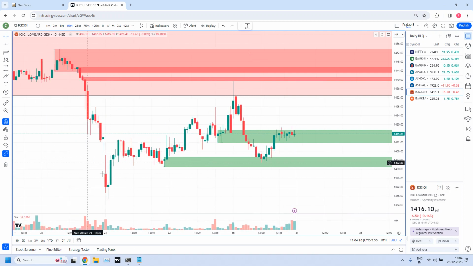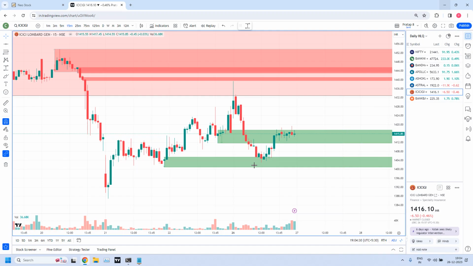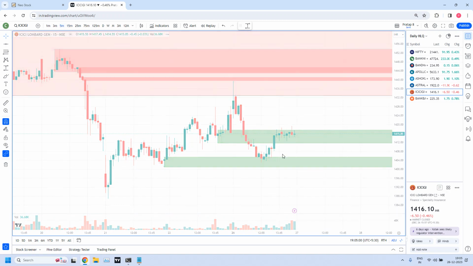Someone asked a question here about trailing stop loss. Can you please throw some light on the trailing stop loss method for trading? That is one example. Suppose you are very sure this zone will be violated, then use the trailing stop loss. What is trailing stop loss? Prices entered here, but you have a doubt whether to book your profit or wait for some more time. So what you can do is go to the 5 minutes time frame.